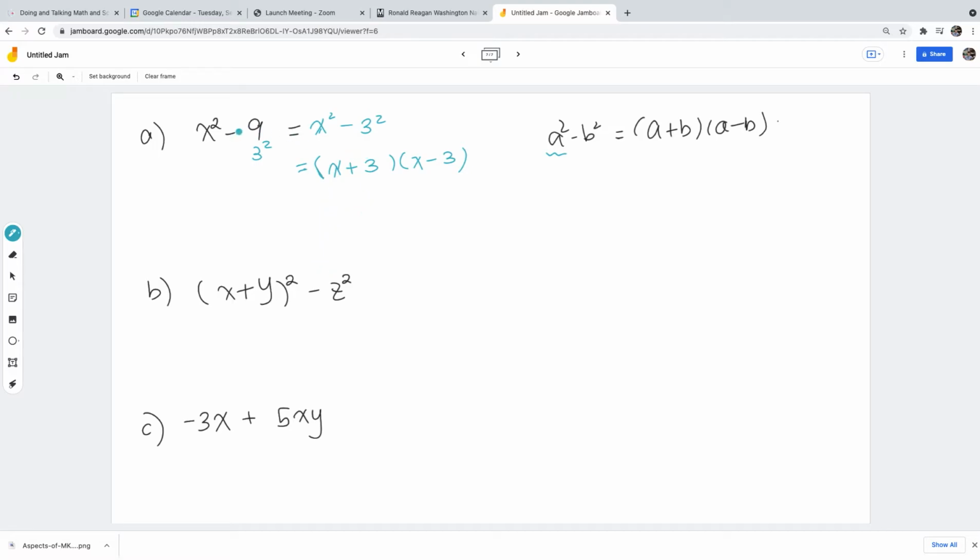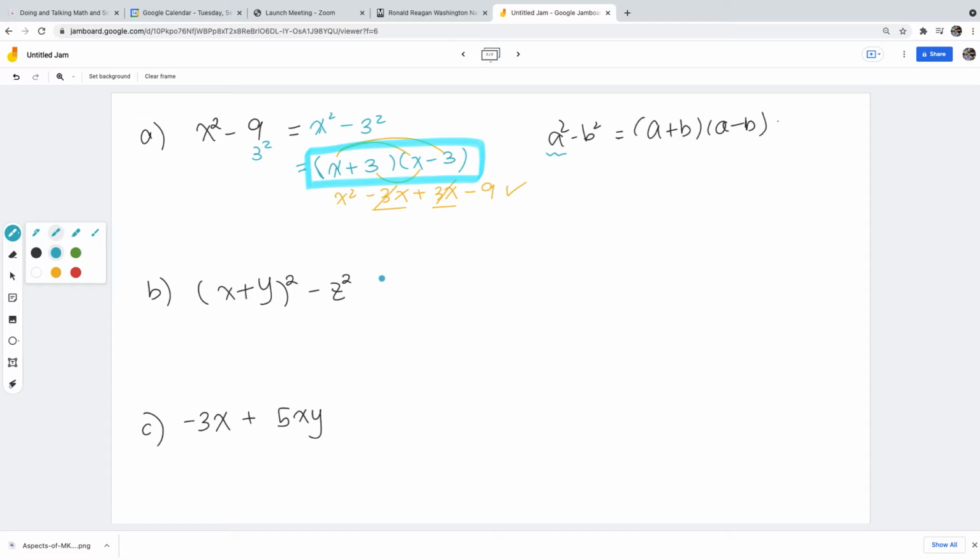You can always check your answer by distributing this back and getting that one, right? So to check, you can just do x times x, x squared, x times negative 3, negative 3x, 3 times positive x, positive 3x, positive 3 times negative 3, negative 9. And what happens? These two will cancel because it's 0. So you have x squared minus 9. So yes, we checked it. The answer is correct. So you can say that this answer is right. Okay, so we factored it.